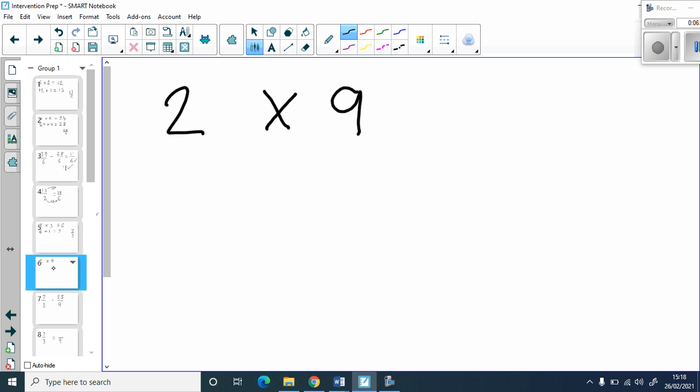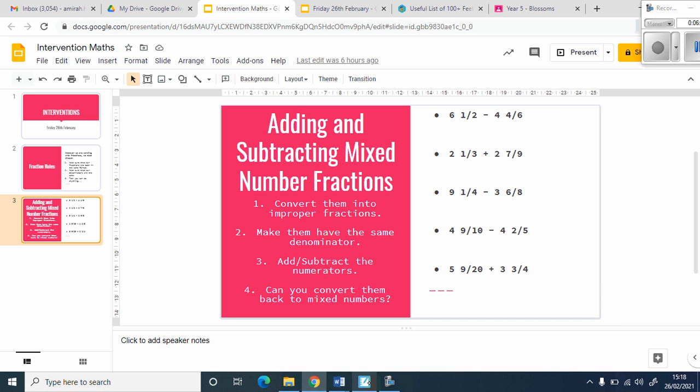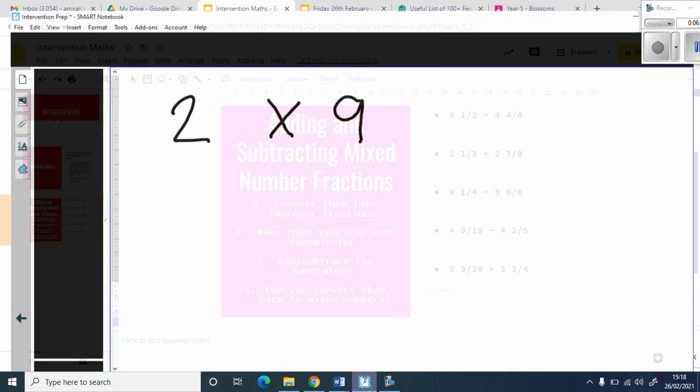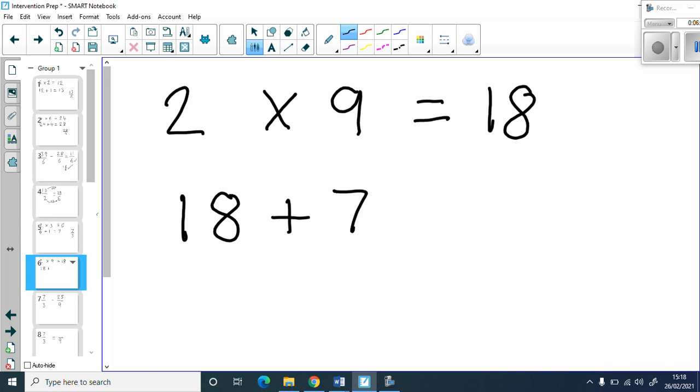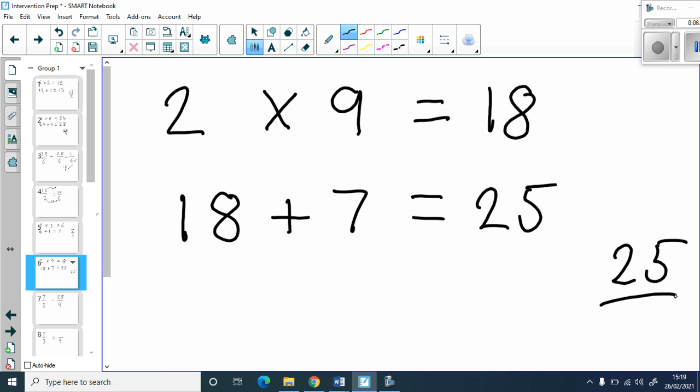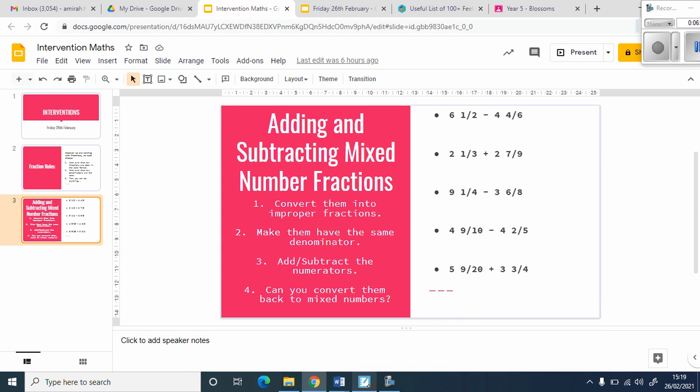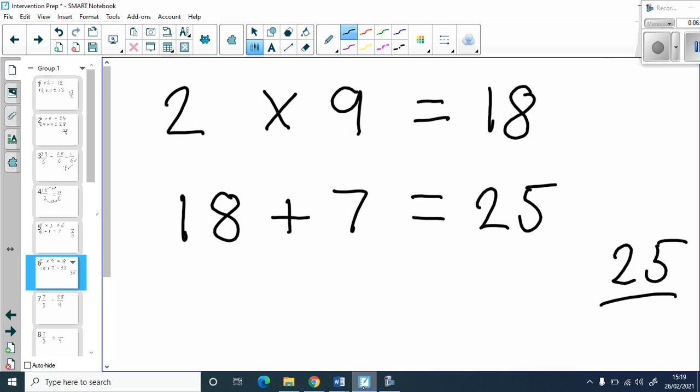And the same for the next one. So the next number is 2 and 7 ninths. So I'm going to multiply my whole number by my denominator and add on my numerator. So 2 times 9, that equals 18. Add on your numerator, adding on 7, and you get 25. What stays the same? Your denominator stays the same. Always stays the same. So you've got 25 over whatever your denominator was, which is 9.